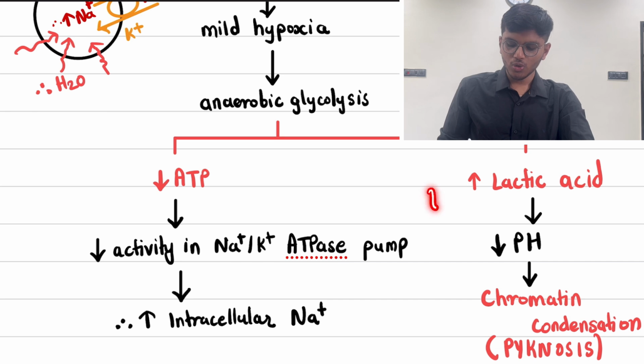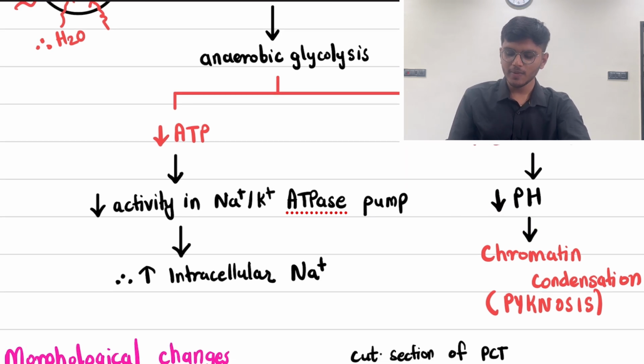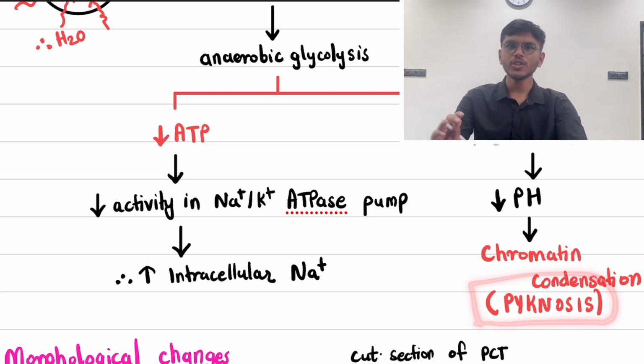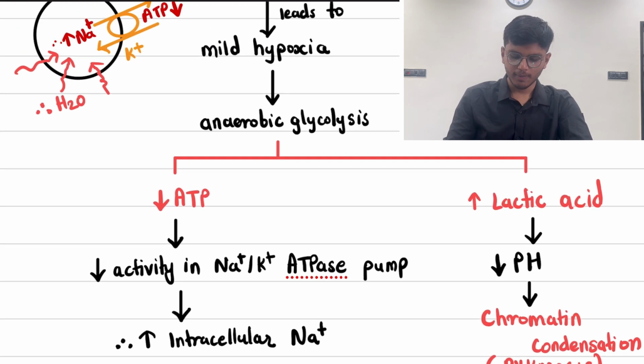Now due to increased lactic acid, there is decrease in pH. And due to decrease in pH, chromatin in the nucleus condenses. This is known as pyknosis. Pyknosis is a term for nucleus condensation or chromatin condensation. These were the biochemical changes.